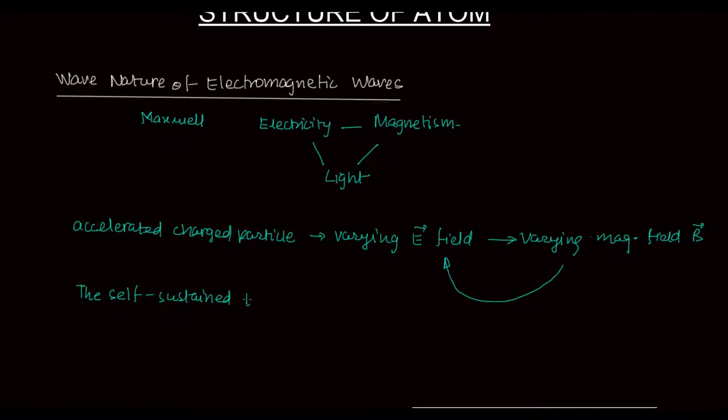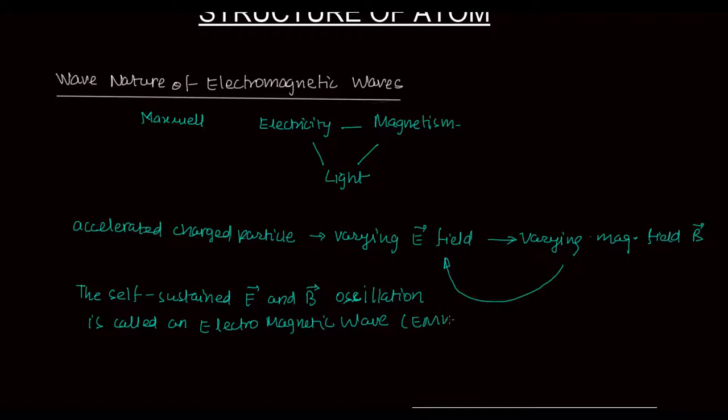The self-sustained electric field and magnetic field, which is represented by B, oscillation is called an electromagnetic wave. Correct? In short, EMW.